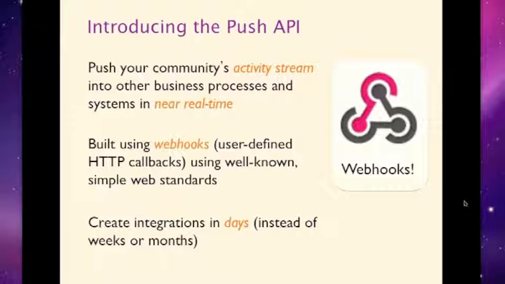Examples of the activity stream is really all of the activity that's happening in your community. It could be topics that are getting created, topics that get updated, people me tooing, and also replies and comments that are generated on topics. All of this activity you can push in real time or near real time into your critical business processes. Second, we developed the Push API on a loose standard called webhooks.